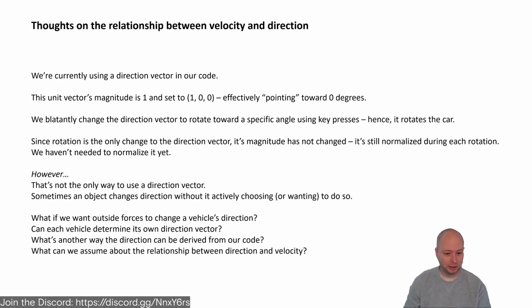We'll get into that. So how do we deal with that? How do we apply forces to change an object's direction without explicitly setting the direction of the vector? How would we go about that? What is the relationship between the direction of an object and its velocity?